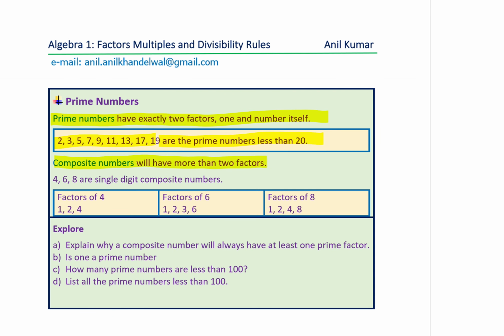Composite numbers, as you know, have more than two factors like 4, 6, 8, and so on. So these have more than two factors. For example, what are the factors of 4? It is 1, 2, 4, right? Factors of 6: 1, 2, 3, and 6. Factors of 8 are 1, 2, 4, and 8. We have seen them so many times in our earlier lesson, right?